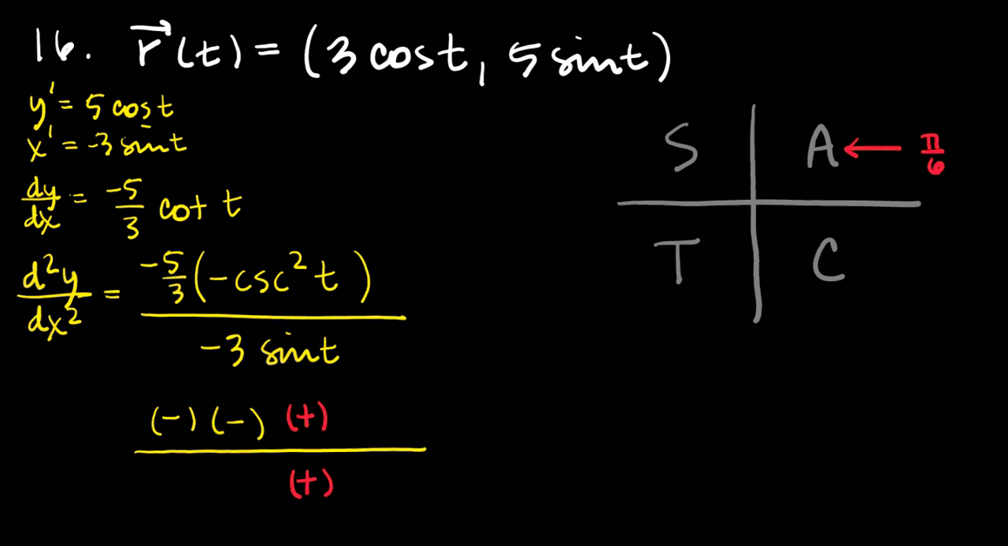And also think about it. I wouldn't write negative cosecant squared t if you're supposed to take a negative and then square it, because once you squared it, you wouldn't have negative anymore. So then over here, I've got -3, and that's a negative number. So all in all, I think I've got a positive divided by a negative, which is going to be equal to negative. So I'm going to conclude that the curve is concave down at t equals pi over 6.